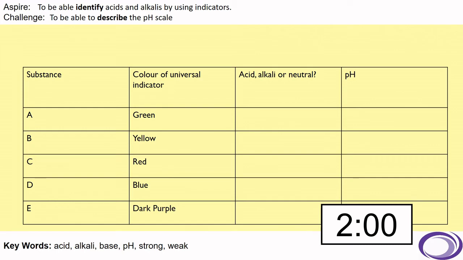So in another example, I've given you the results of a student's experiment where they've identified 5 unknown substances and added universal indicator to note the colour change. What I'd like you to do is, using what we've learned about the pH scale so far and universal indicator, I would like you to tell me whether that substance is an acid, alkali or neutral. And then I'd like you to match that to a pH value.